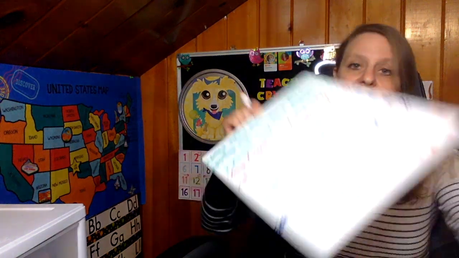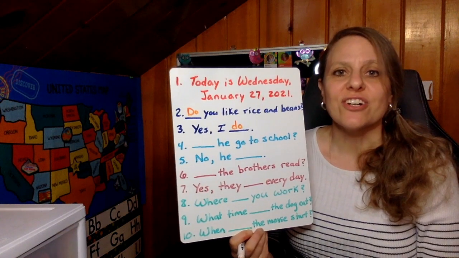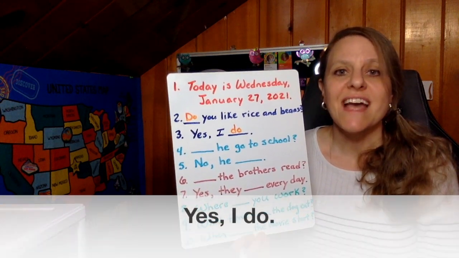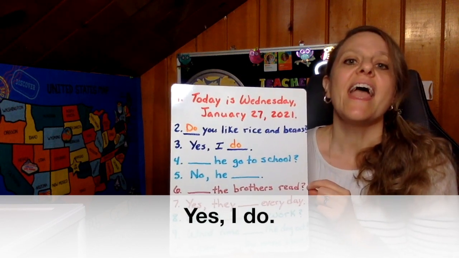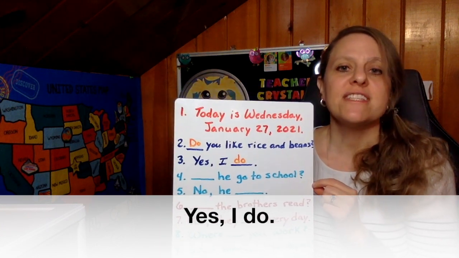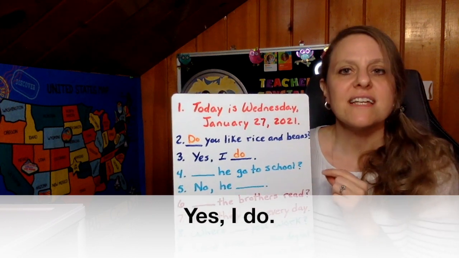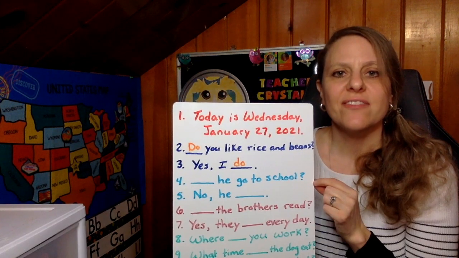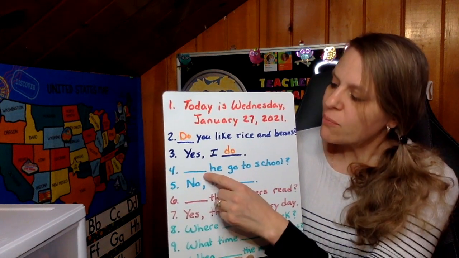When you answer the question, the do comes after the subject. And notice that you can answer with a simple yes, I do. Remember, we have a comma after yes. And if you wanted to continue the sentence, you could say, yes, I do like rice and beans. But yes, I do is sufficient. That's all you need.